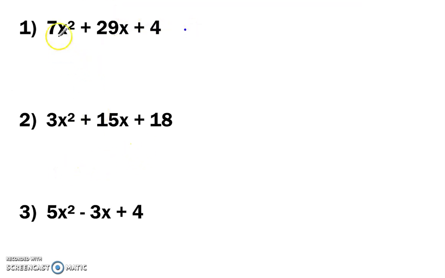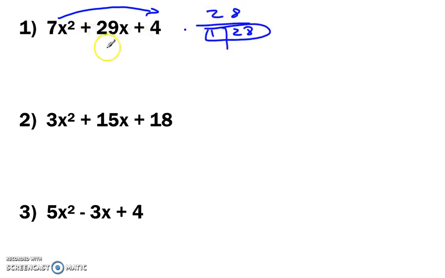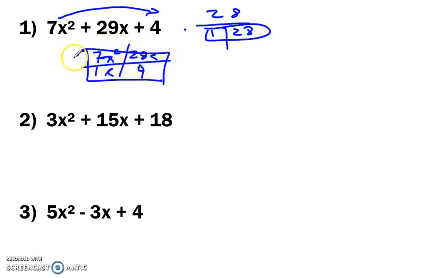Okay, so this one is straight up. If we multiply this, we get 28. The factors are 1 and 28. We can stop there because that adds to 29. We have 1x and 28x in our box, and then 7x squared and 4, and then we get 7x plus 1 and x plus 4. Okay, so no problem there.